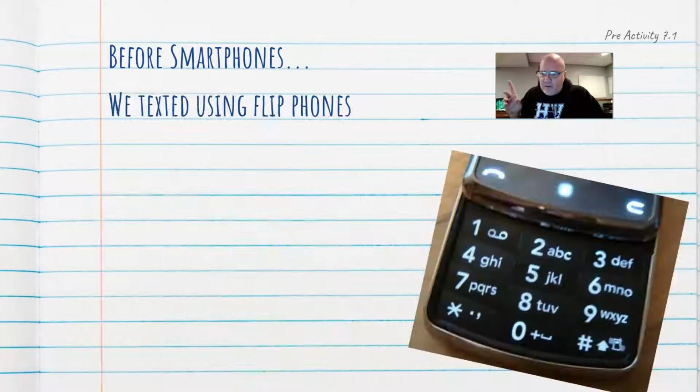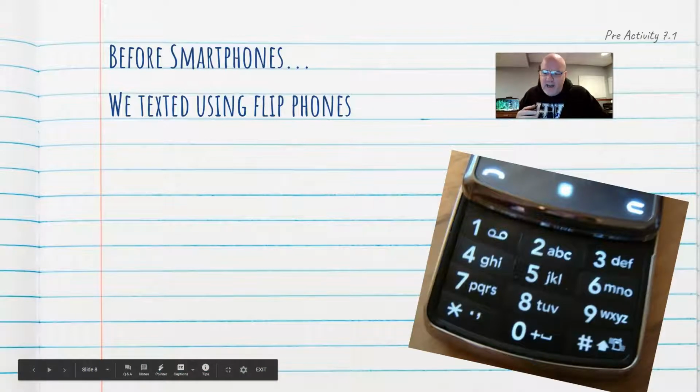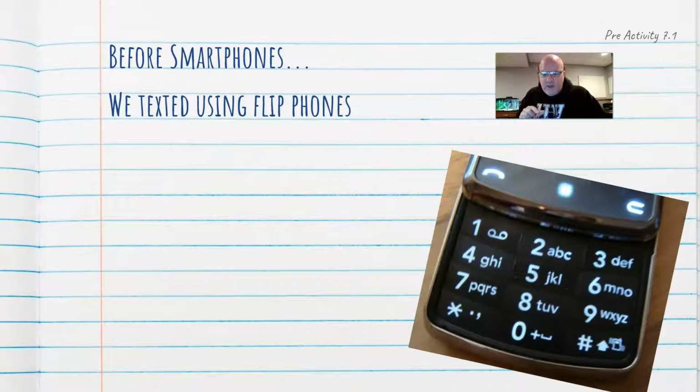And the reason for that is because we had these keys here, and each key represented 3 letters. So the number 2 would represent the letters A, B, and C. 3 would represent D, E, and F, and so on. All right, so this is how we used to text.